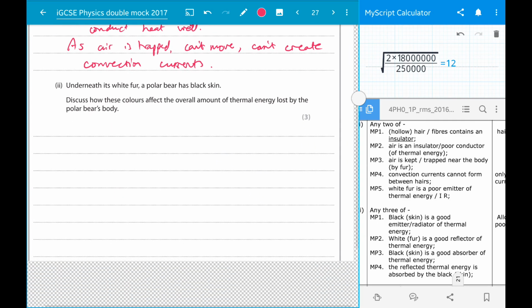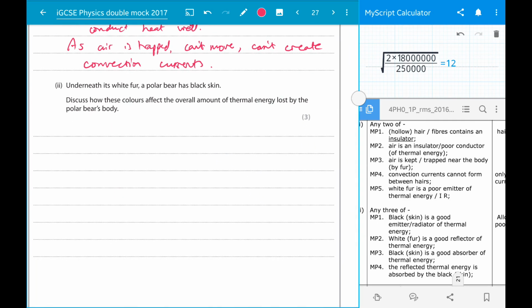Underneath its white fur, the polar bear has black skin. So what is going on here with these colours to affect the amount of thermal energy lost by the polar bear's body? You're right in thinking that these colours are actually going to help the polar bear. But why? So first of all, white fur reflects. And actually, we spoke about the things that can happen to infrared radiation in a lesson, and we spoke about reflection and absorption. We also spoke about emission.